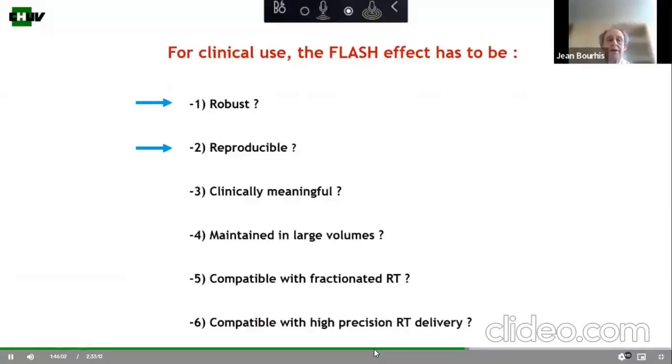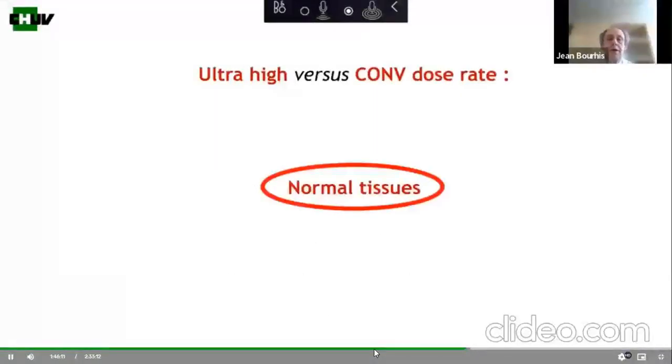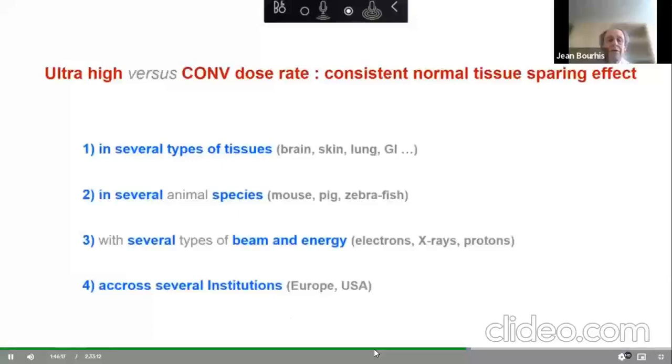The first two aspects: is the phenomenon robust enough and reproducible for being used in a clinical setting? And briefly, very briefly, I think it was mentioned before, what about the effect on normal tissues? If we want to summarize on a single slide, we can say that the normal tissue sparing effect with flash compared to conventional has been observed in several types of tissue in mice, in several animal species, and with several types of beam and energy, and also importantly across several institutions.